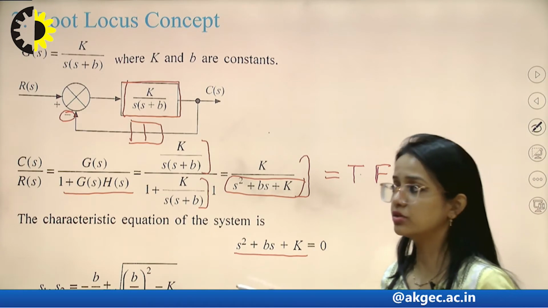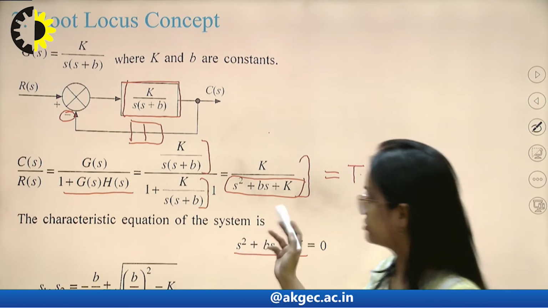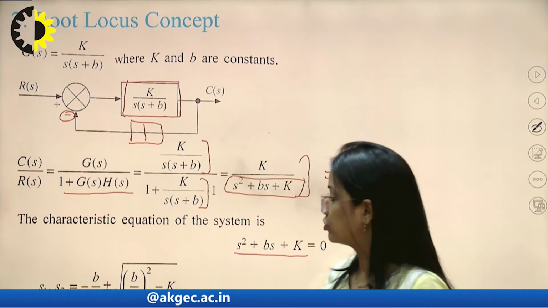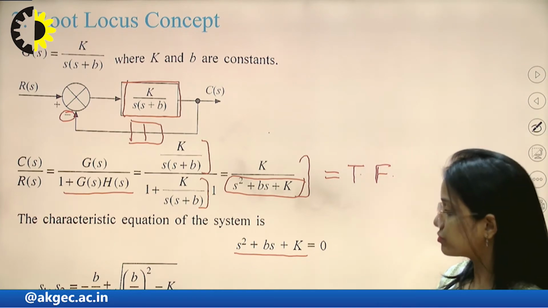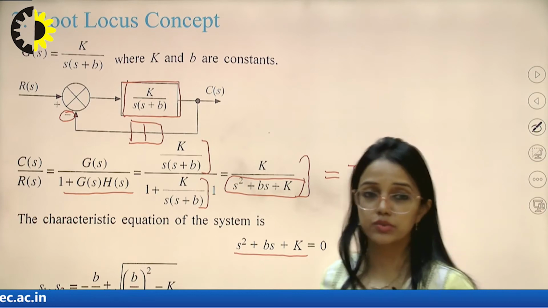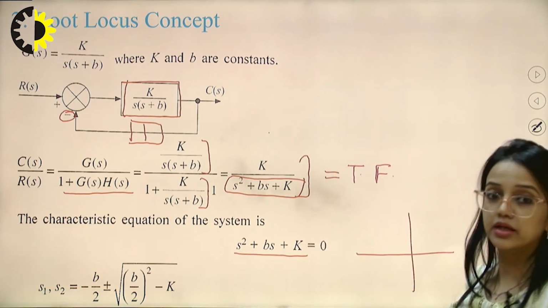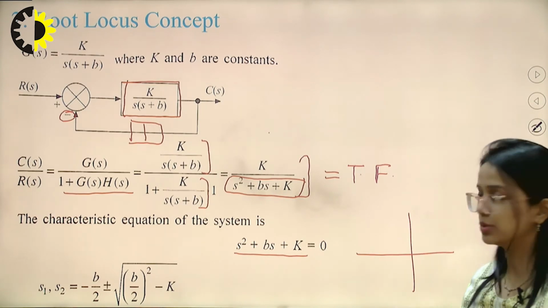Different s values are nothing but the location of poles. So here we have s equals minus b by 2 plus or minus root over (b by 2) square minus k. So let's say this s1, s2 are the location of poles, and this is my s plane. Here I need to plot s1 and s2. So can I plot s1 and s2 now?